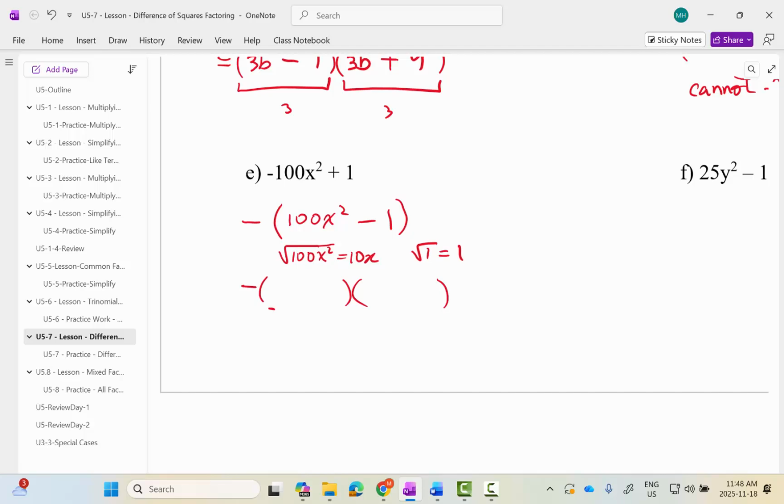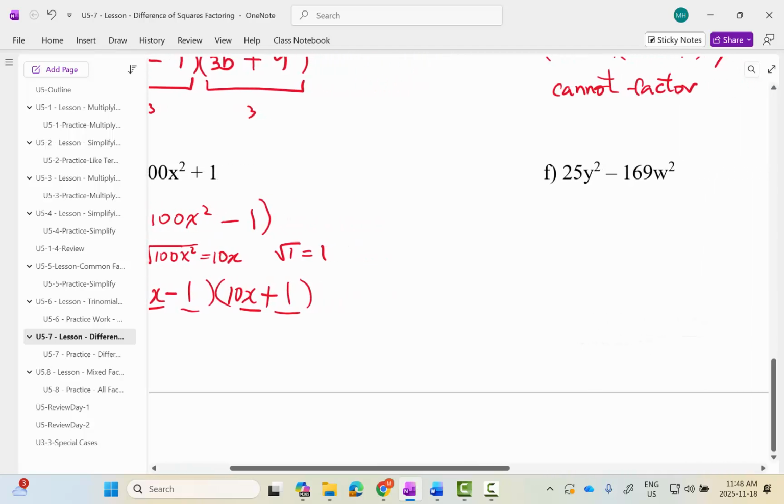So again, remember, this times this has to give me 100x squared. That would be 10x and 10x. 10x times 10x gives me 100x squared. And how do I get 1? What times what will give me 1? Well, 1 times 1 will give me 1. But 1 has to be negative, 1 has to be positive because there is no middle term. There's no x term. I hope you understood that.